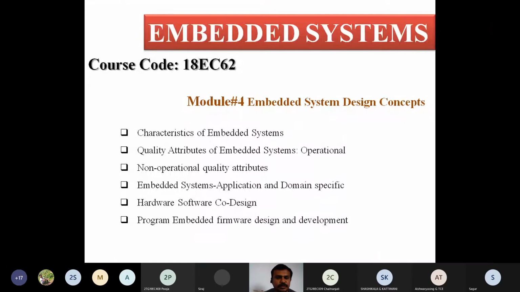Meanwhile, the hardware software co-design. Then we have embedded firmware design and development. So here once again you are introduced to the design of embedded systems. In the previous module, we discussed what an embedded system is. Now we start designing it using these concepts. So let us begin with the first concept: the characteristics of an embedded system.